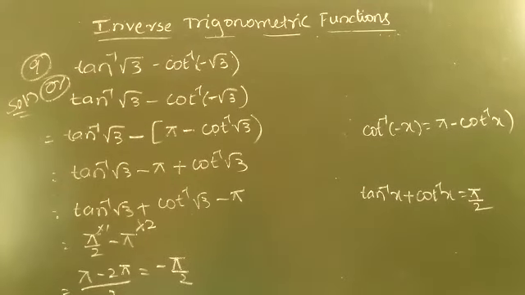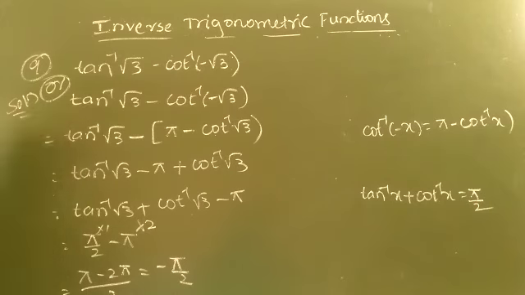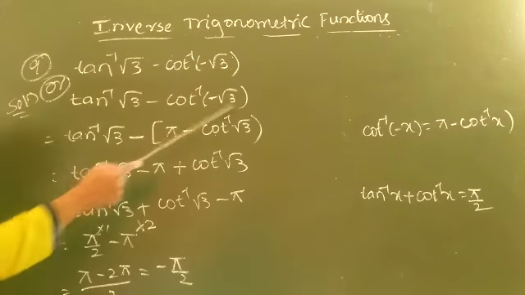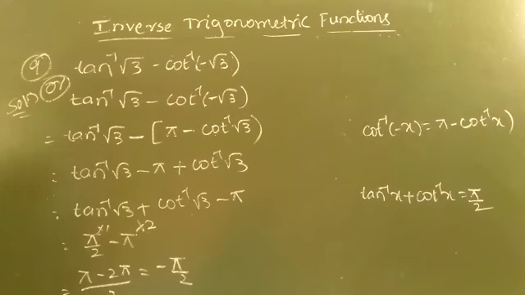Next, one more same thing. What can we write? tan inverse root 3 keep as it is, minus cot inverse minus x is equal to, using the first method. What is that? cot inverse minus x is equal to pi minus cot inverse x. x is nothing but root 3. Same thing, we apply the x value: pi minus cot inverse root 3.